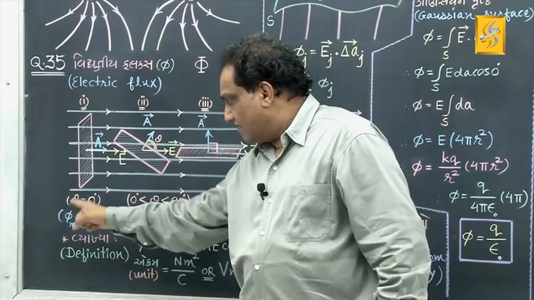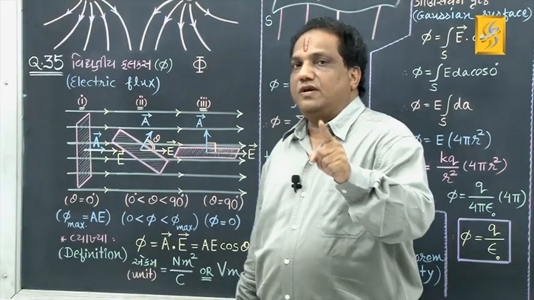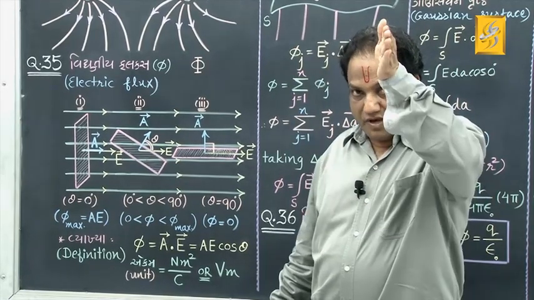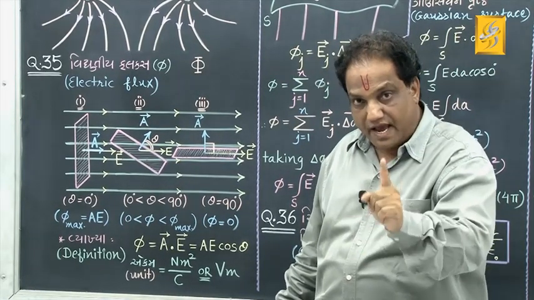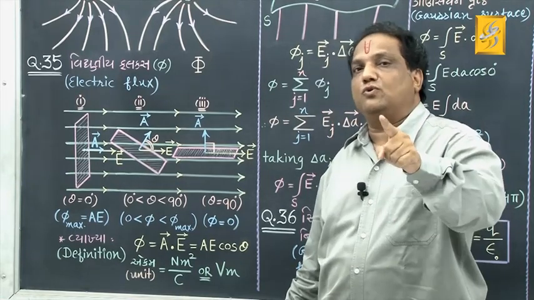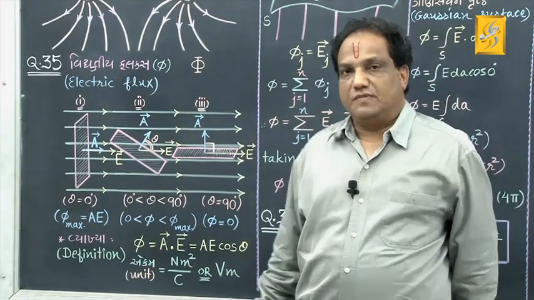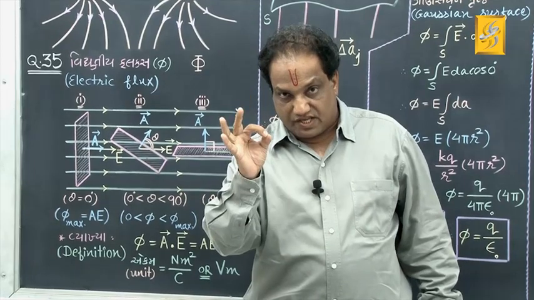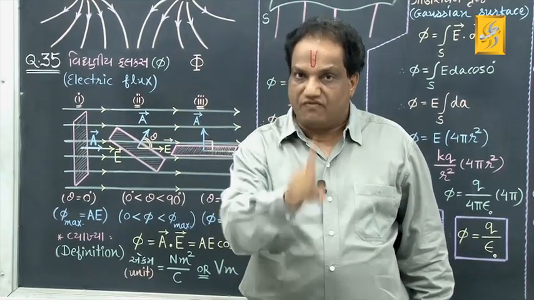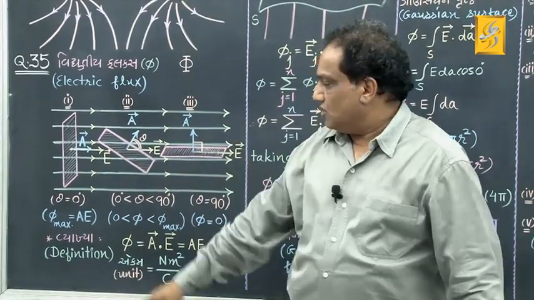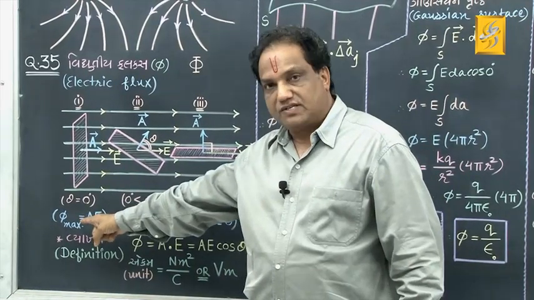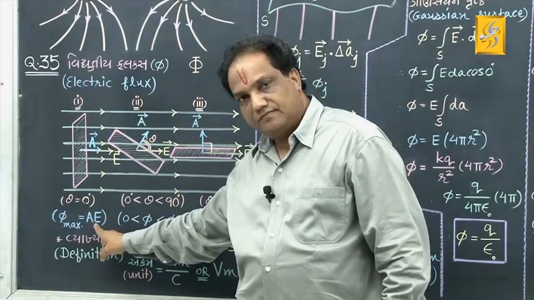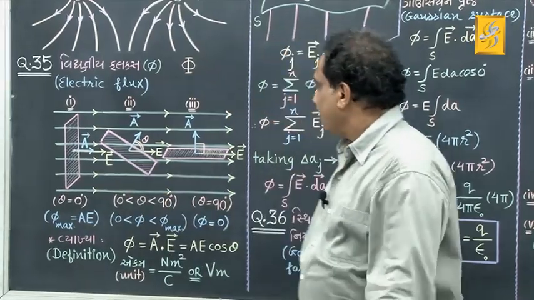You will find the electric flux using this formula in the case when the given surface is plane and kept perpendicular to a uniform electric field. Whenever any plane surface is kept perpendicular to a uniform electric field, use this formula for finding electric flux, A into E. Simple? Fine.